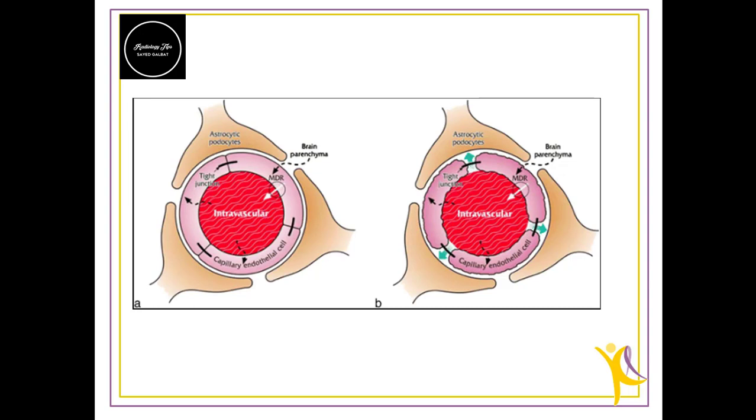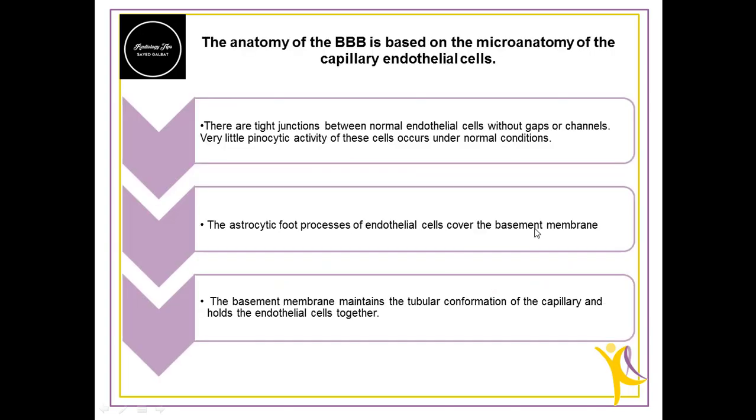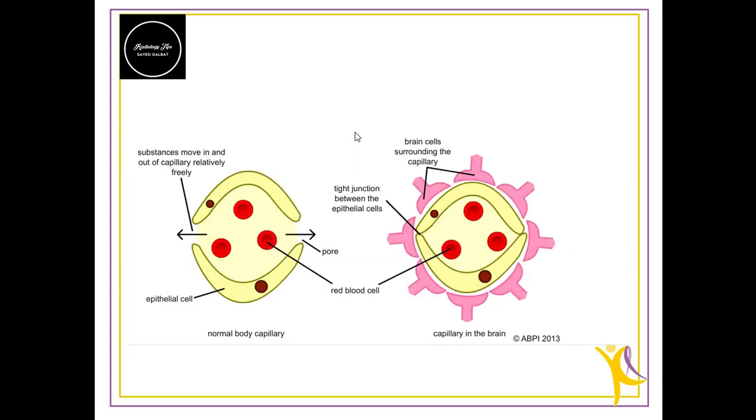In a cross-section view, again, these are the tight junctions between the endothelial cells, and these are the foot processes of the astrocytes. So again, the components of the blood-brain barrier are tight junctions between normal endothelial cells, the astrocyte foot processes, and the basement membrane in between. This diagram shows the difference between the capillaries in the brain and the rest of the body.